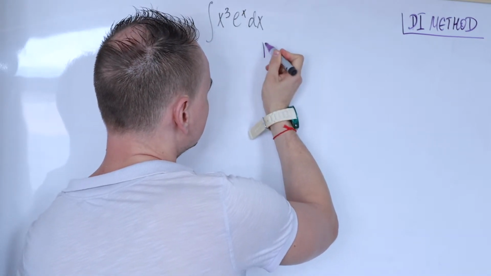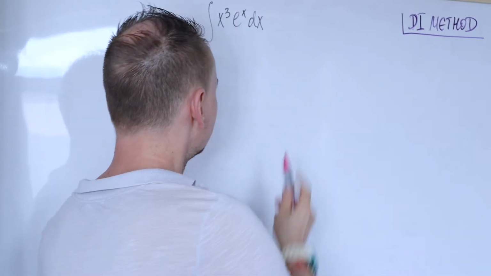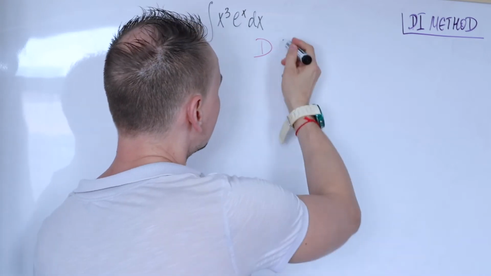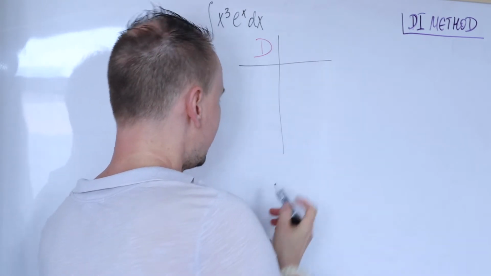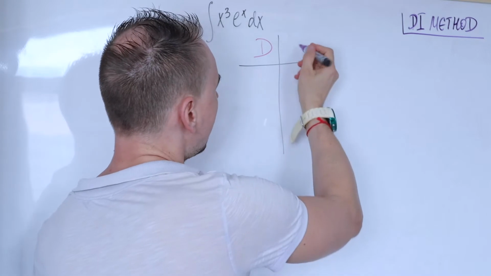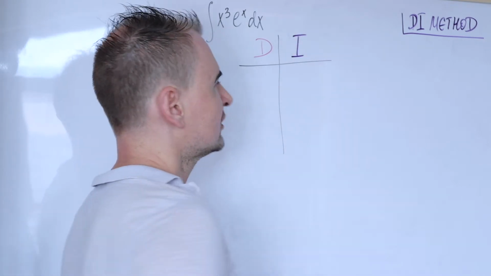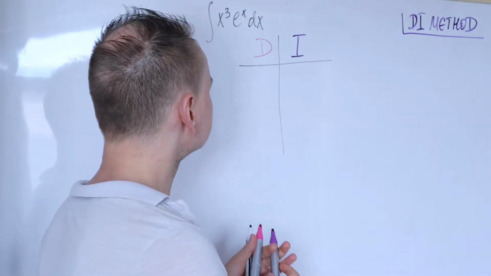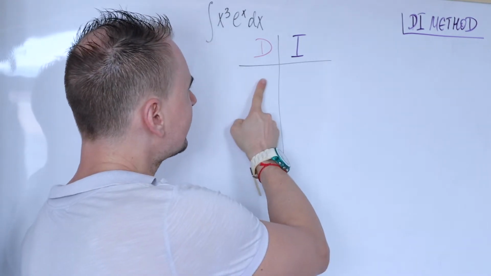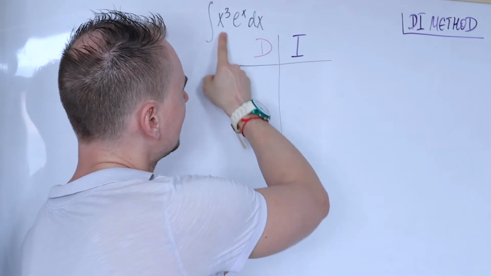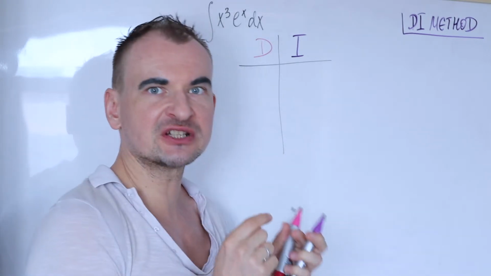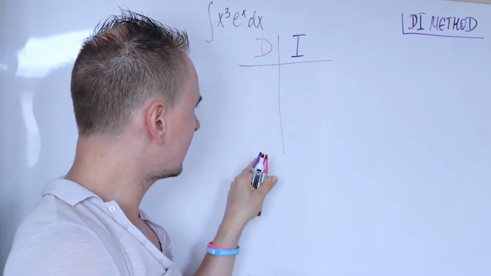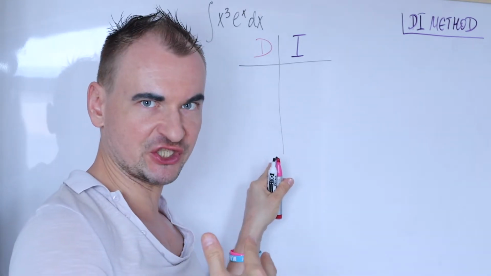Now, the idea is you're going to construct a table with two columns. The first one is called D, which stands for differentiation. And the second column is called I, which stands for integration. Now, in your first column, which is D, you are going to pick a function which is easier to differentiate, because over here we are going to differentiate.